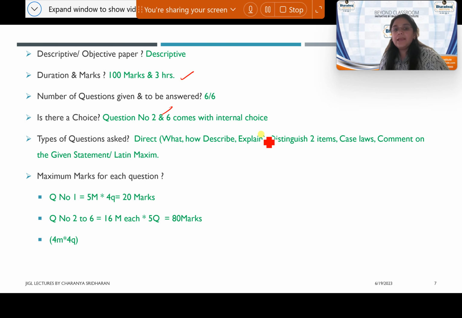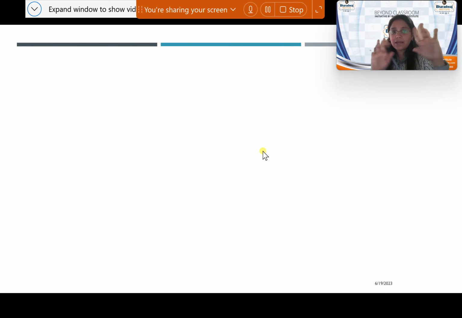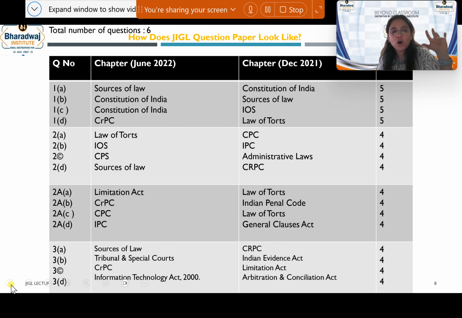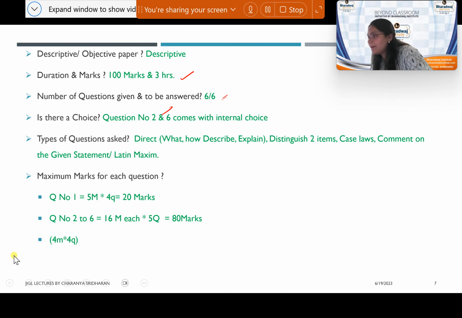Clear everybody? In the question paper, you will be answering 6 questions. There are totally 6 questions, and it is not that they give 7 and you answer 6. In the 6 questions, you will answer all 6 of them. I am repeating it: it's 6 out of 6 you are going to answer in this paper. Just that question number 2 and question number 6 will have internal choice. Clear everyone?